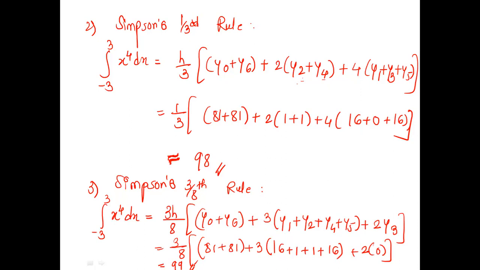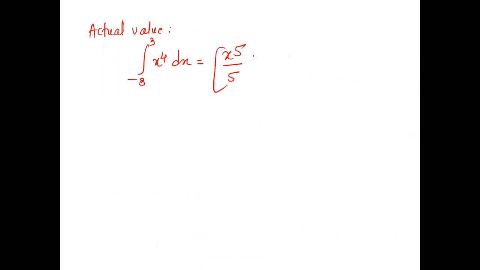Yes, right. So we got different values by different rules, and they have asked you to solve the actual integration also. So actual value. We have to solve that integration. What is the integration of x raised to 4? x raised to 5 by 5, correct, x raised to n plus 1 upon n plus 1, from -3 to 3. So first you will put 3, so 3 raised to 5 upon 5, minus, you will put x as -3, so -3 raised to 5 upon 5. Solve this.